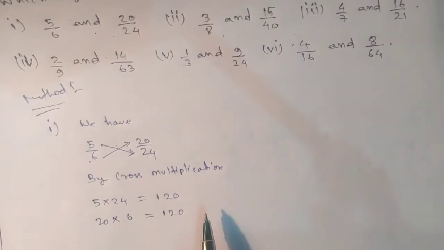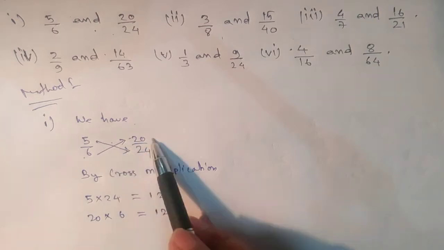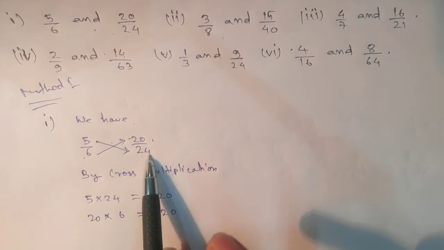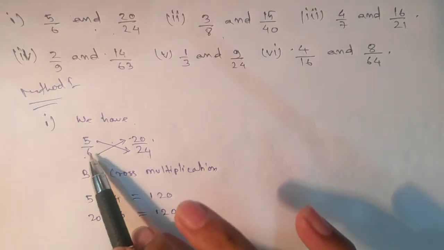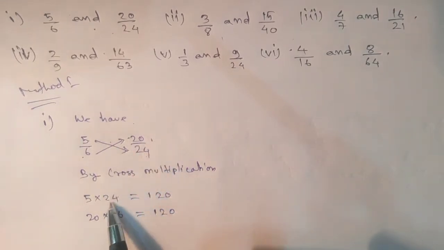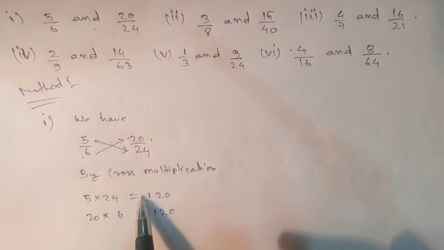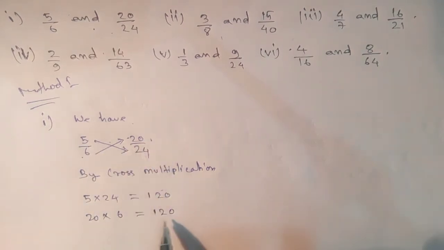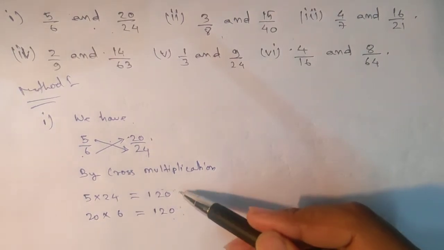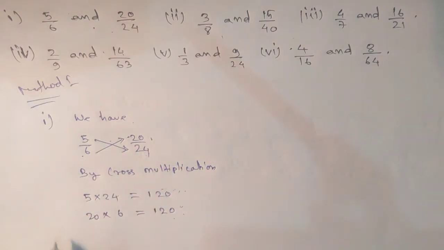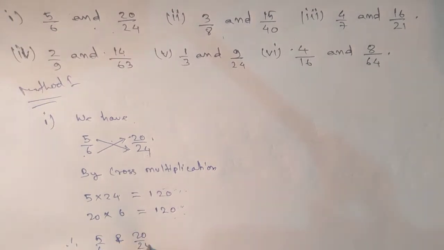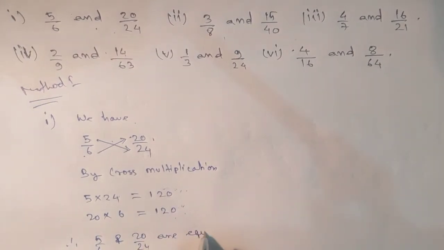You can see that both values after cross multiplication are the same. This 5 will multiply with the denominator of the second one, and this 6 will multiply with the numerator of the second one, multiplying separately, like 5 into 24, get the answer, 6 into 20, get the answer, and check that these two are equal or not. If these two are equal, then you say that therefore 5 by 6 and 20 by 24 are equivalent fractions.